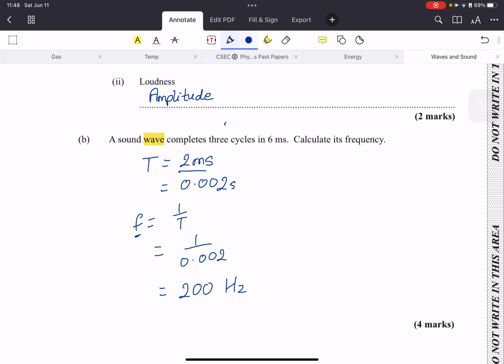And then to find the frequency, we simply take 1 over 0.002, 1 over the period, right? Essentially this is 3 periods, yes, 3T is equal to 6. So to find 1T, we just divide by 3. And to find f, we put 1 over T, and we'll get 200 hertz. A very simple calculation. Easy marks there.